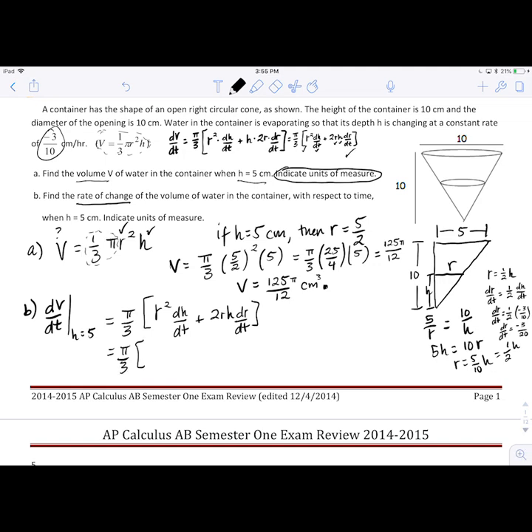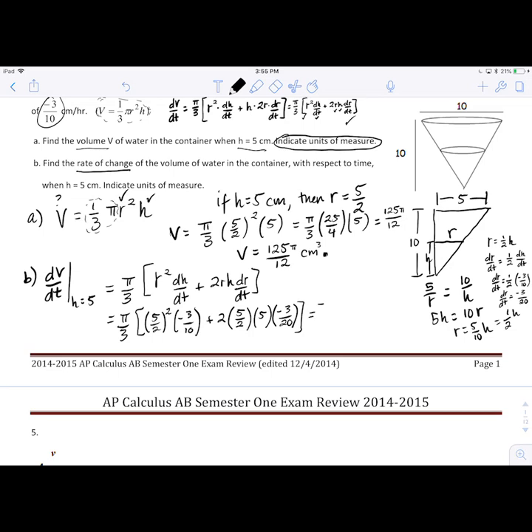So r squared is 5 halves. That's from the previous problem. dh/dt is negative 3 over 10. Then 2 times r, which is 5 halves, times h, which is 5, times dr/dt, which is negative 3/20ths. All right, so now it's just a numbers game. So pi over 3, 5 squared is 25. 25 times negative 3 is negative 75. And then 2 squared is 4. And 4 times 10 is 40.